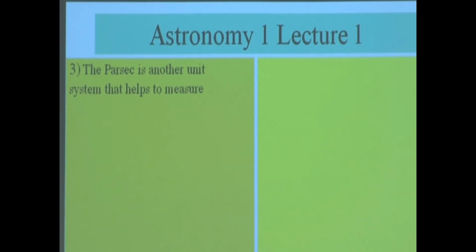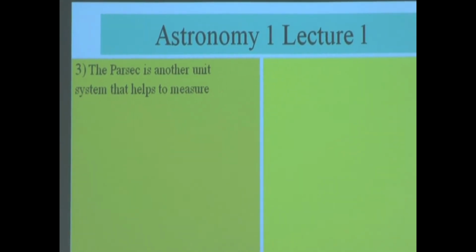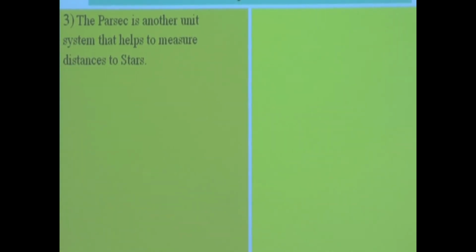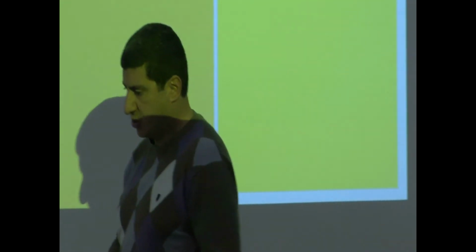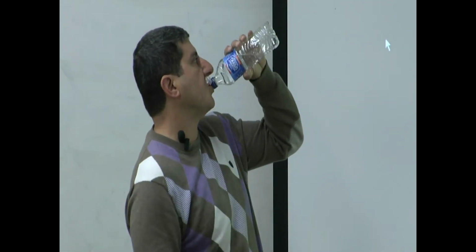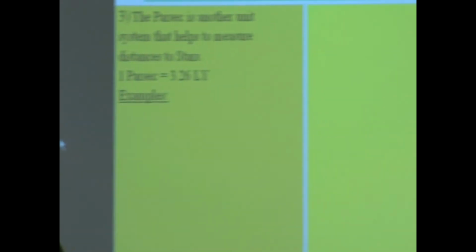Thank you. Okay, so now we get the third unit system that we're going to be learning about, and this is called the unit parsec. The parsec is another unit system that helps us measure distances to stars. So we learned AU, light year, and parsec. One parsec is 3.26 light years.